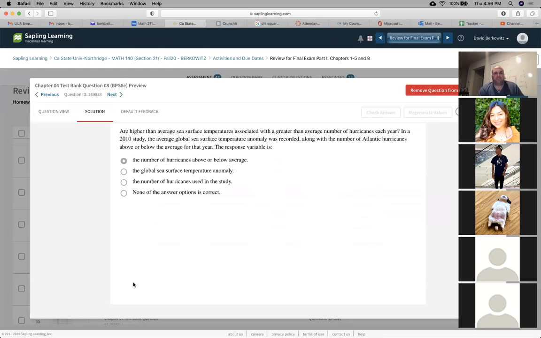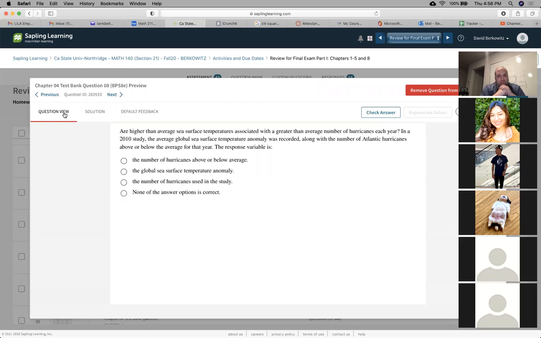Are higher than average sea surface temperatures associated with a greater than average number of hurricanes each year? In a 2010 study, the average global sea surface temperature anomaly was recorded, along with the number of Atlantic hurricanes above or below the average for that year. The response variable is... well, the answer is already there. I don't know why it goes to the solution automatically. It really shouldn't. It's really annoying. I will have to give them a talking to.